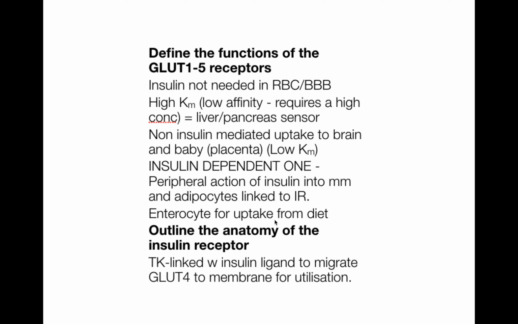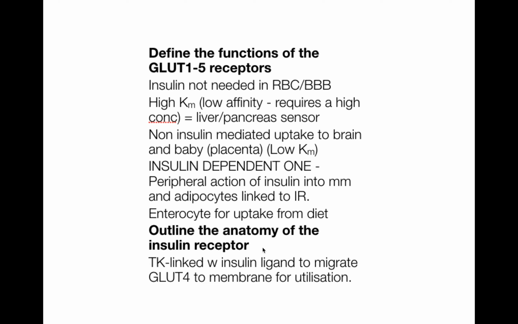And then GLUT5 is the enterocyte. So this is how dietary glucose enters. So metformin is first line for type 2 diabetes. It turns off gluconeogenesis and glycogenolysis in the liver, but it also downregulates GLUT5 receptors, so you can't uptake the sugar from your diet, basically.